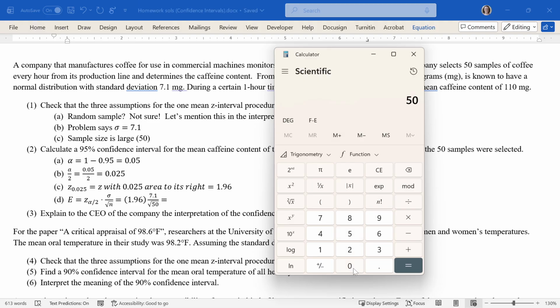So first I would do 50 square root. Okay, and then I would put this in the memory using the M plus button. As long as the memory was clear, I would add that to the memory. So now what you can do is clear, and if you do MR, memory recall, it puts that number in again for you.